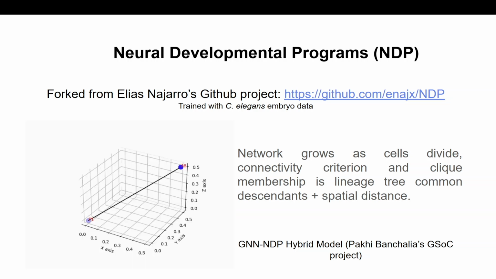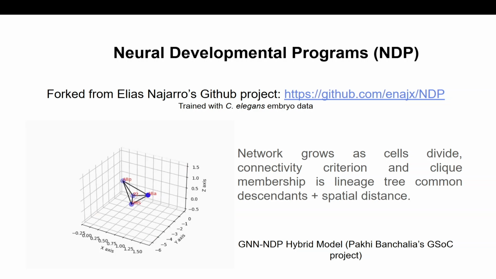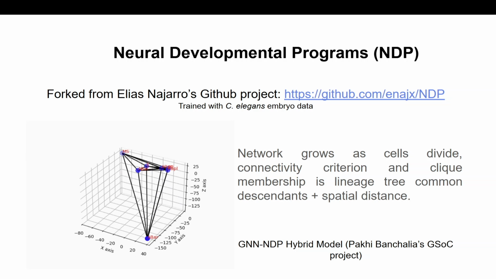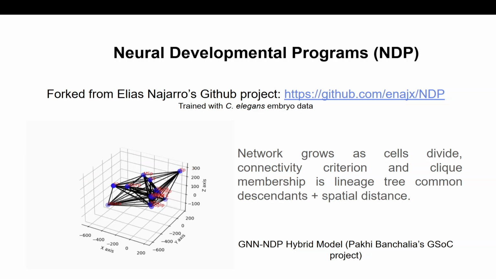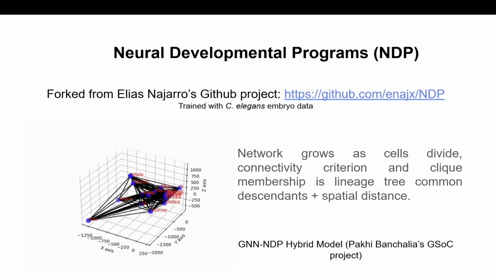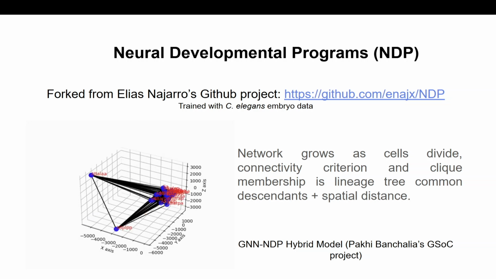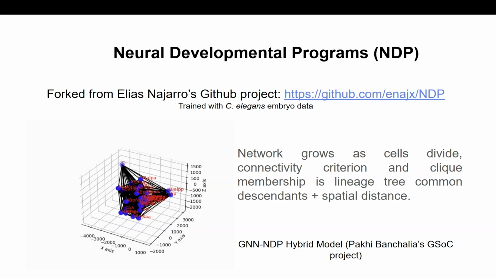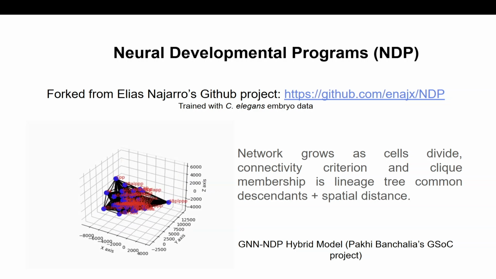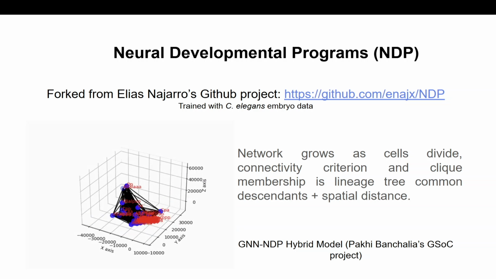You can see on the left you have this visualization of cells expanding and then the connections between them. And the way that these graphs are plotted out is that these are kind of force-directed graph projections, so they're not always going to match what it looks like in the embryo. In any case, we have different connectivity criterion and clique membership.